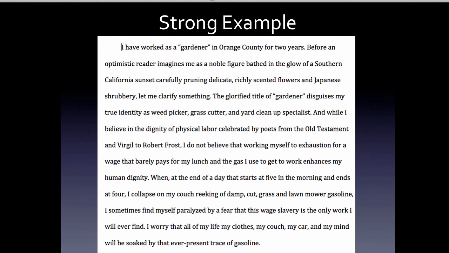I've worked as a gardener in Orange County for 2 years. Before an optimistic reader imagines me as a noble figure, bathed in the glow of a Southern California sunset, carefully pruning delicate, richly scented flowers and Japanese shrubbery, let me clarify something. The glorified title of gardener disguises my true identity as weed picker, grass cutter, and yard cleanup specialist.